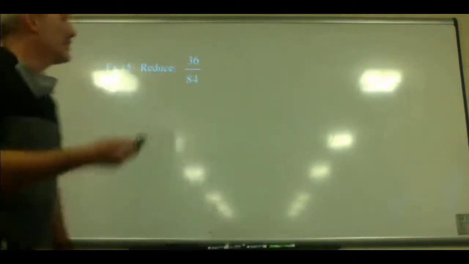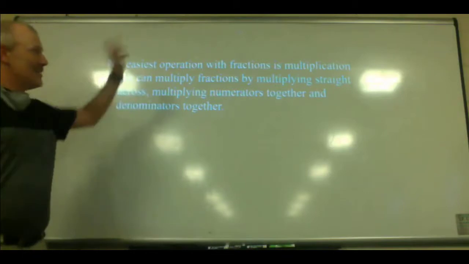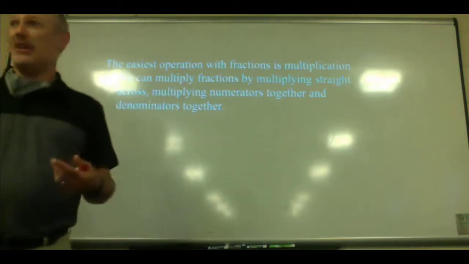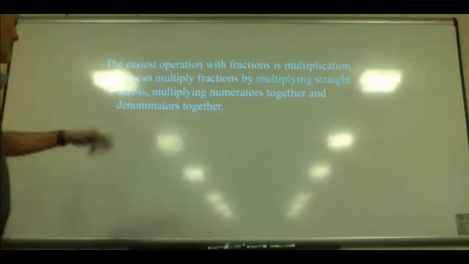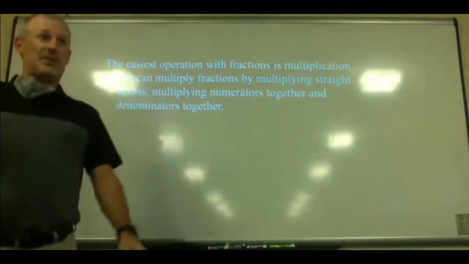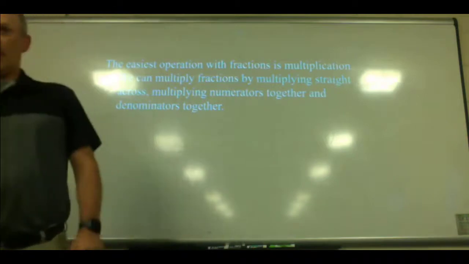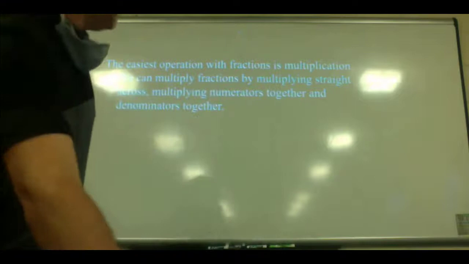And we'll do a couple more, but you guys can check on your calculators to make sure we get the right answer. Okay, so the easiest operation with fractions is multiplication. We want to multiply a couple of fractions together, and we do that by just multiplying straight across. So the numerator times the numerator gives an answer, and the denominator times the denominator gives the denominator answer. It makes it really pretty easy.